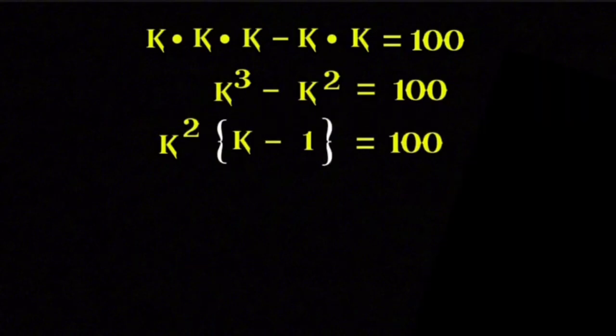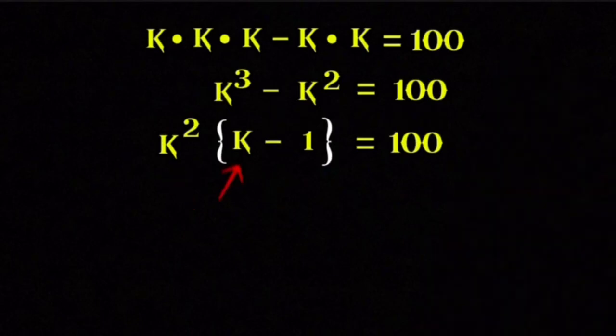Now stop. This is where the magic happens. Look at that structure. We have a perfect square multiplied by the number that comes right before it, equaling 100.